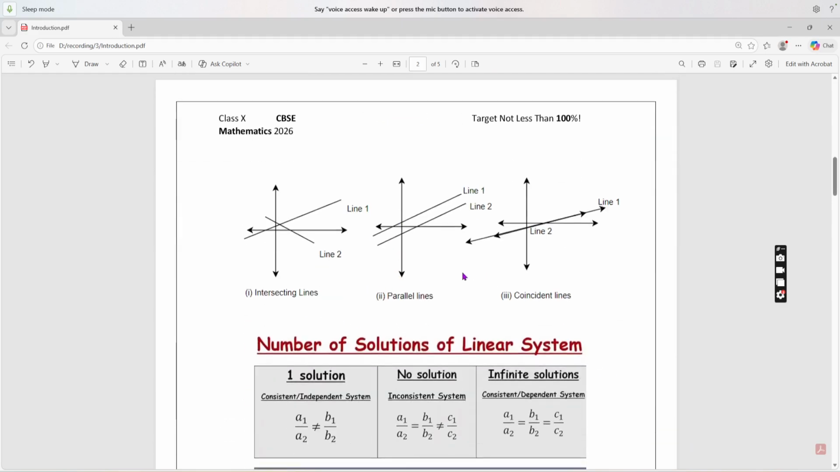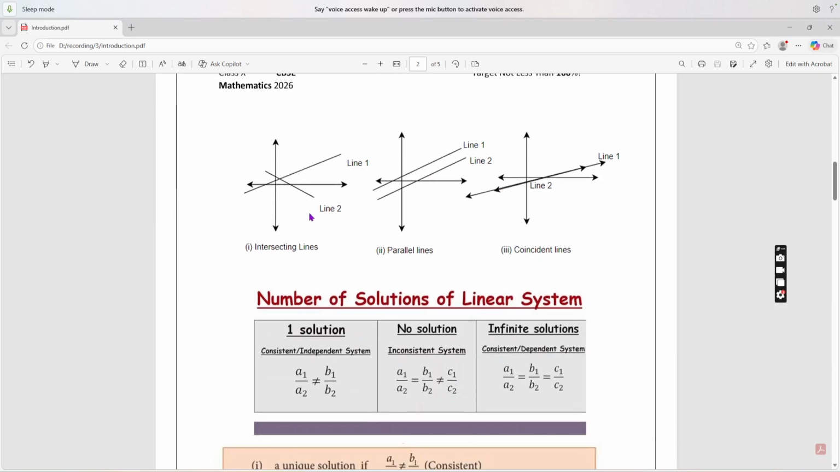Now the straight lines can have three situations. In one situation they can be intersecting, in another they can be parallel, in the third they can be coincident, meaning overlapping. If they are intersecting at one point, then we get one solution. If they are not intersecting at all, meaning they are parallel lines, then we get no solution. If they are overlapping, or coincident lines, then we get infinite solutions.